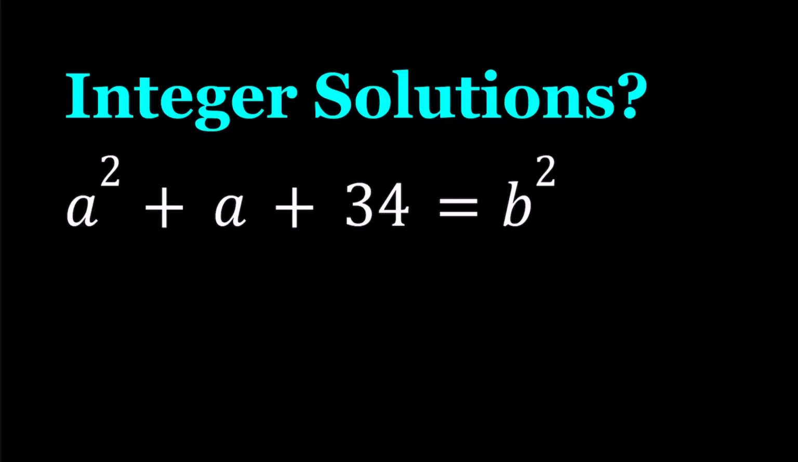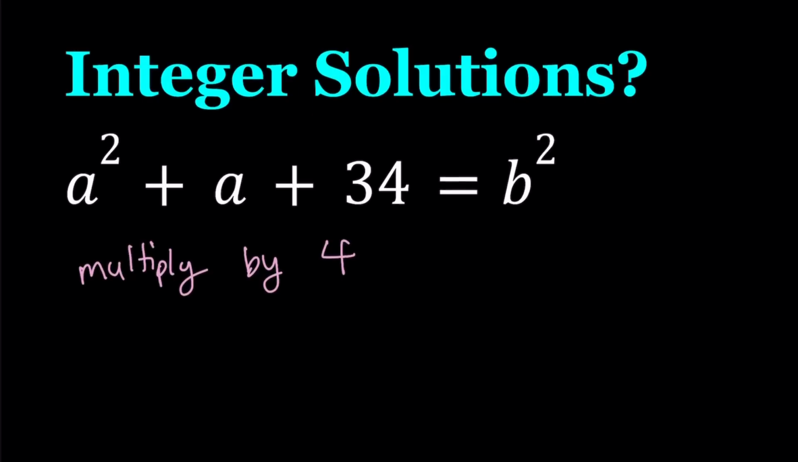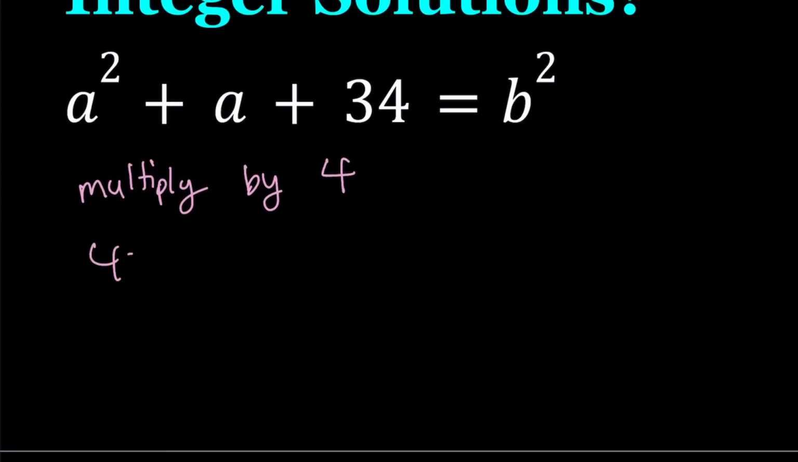Here's a rule. When you see a squared plus a or a squared minus a, almost all the time, multiply by 4. Why? Because it helps. And that's what I'm going to do here. Multiply everything by 4, you get 4a squared plus 4a plus 34 times 4 is supposed to be 136. And you're going to get 4b squared on the right hand side.